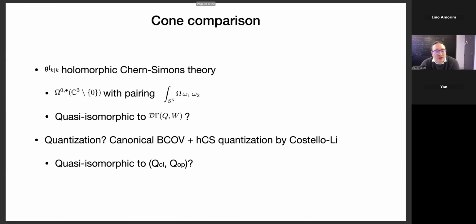Again, I can try to find this extra structure in Calabi-Yau cones. The idea is to look at something called holomorphic Chern-Simons theory on the cone. Concretely, it just means that I'm looking at forms on the cone minus the origin, forms with the pairing. My conjecture is that forms with this pairing are quasi-isomorphic to this double of the Ginzburg algebra. The Ginzburg algebra gives you holomorphic functions on the Calabi-Yau, and the double adds some (0,2) forms, like the Beltrami-Martinelli kernel, dual to those.